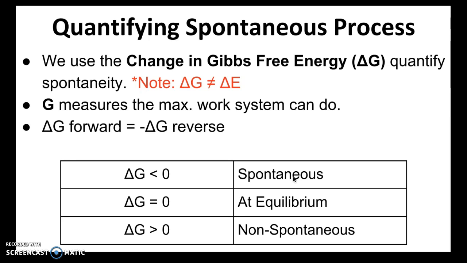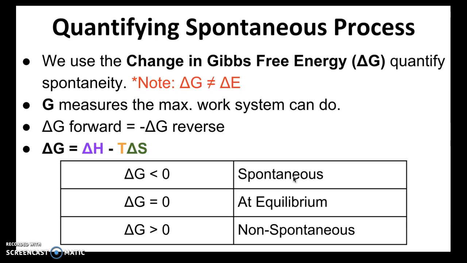Another thing to note here is that the delta G of the forward reaction equals the negative delta G of the reverse. That's just something to keep in the back of your mind. If you're given that the delta G of the forward reaction is -12 kilojoules, then you know that the reverse reaction is going to be +12 kilojoules.